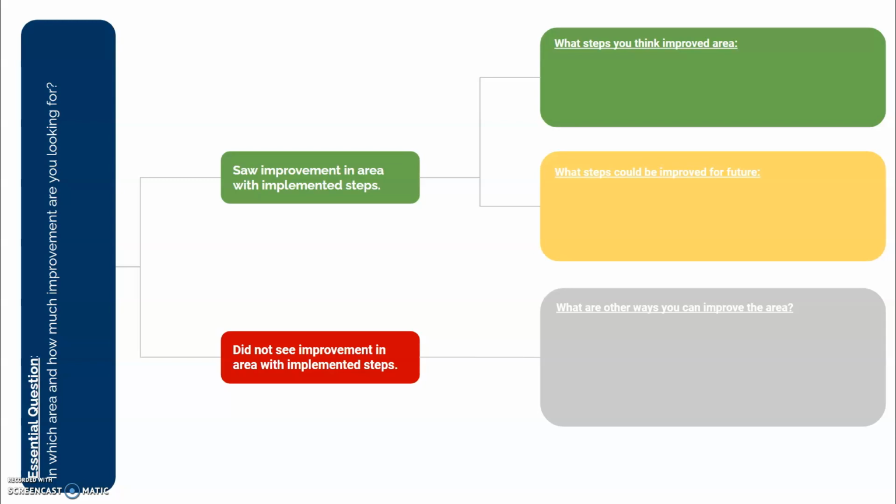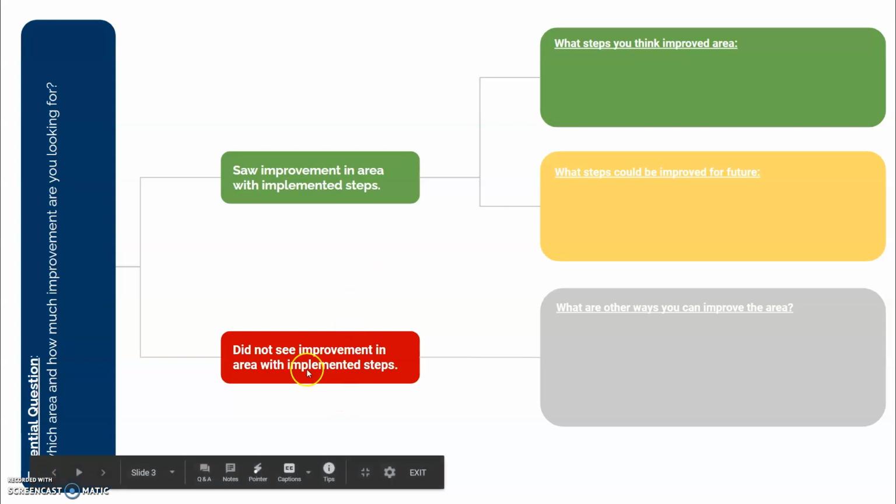And then it'll go into the next step, which is either green or red. Green, you saw improvement in the area with the steps that you implemented. Or red, you did not see the improvement you were looking for with your implemented steps. So if you are in the green, you saw improvement, you'll break down what steps you think improved the area. And then the yellow here, what steps do you think you could improve for the future? Because remember, you're going to continue implementing these steps, so maybe you see an area for improvement within this.